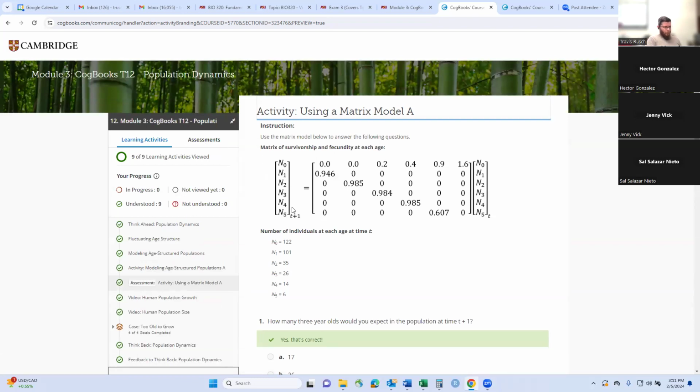Okay, so now this is more of the level that you would potentially see on the exam, where you're given a matrix table, you're given these values, you have to know that these are our B of X fecundity values, we have to know that these are S of X survival rate values, and then they're going to tell us the number of individuals at each age at time t equals this. So these values here, we would plug in over here, and we're going to ultimately solve for these values over here. But in order to do that, so when it starts the first question, how many 3-year-olds would you expect in the population at time t plus 1? So we need to solve for that.